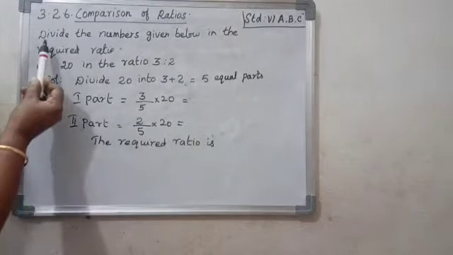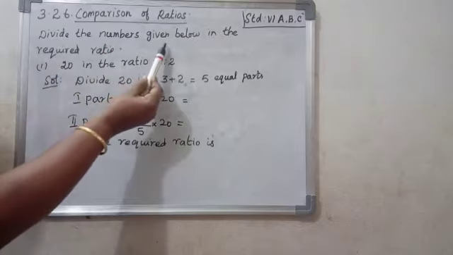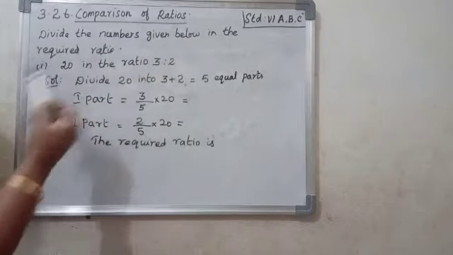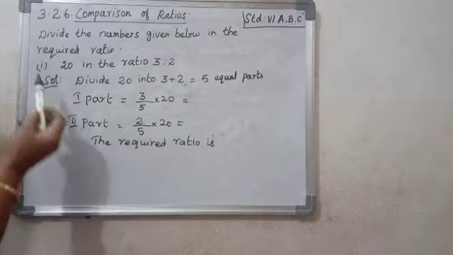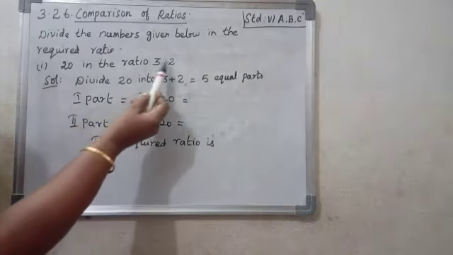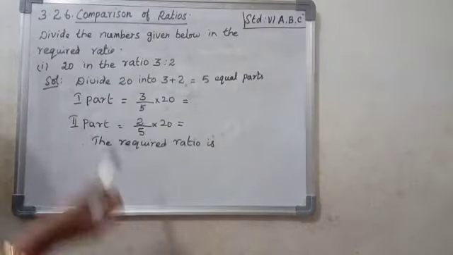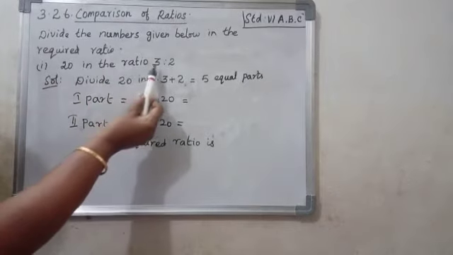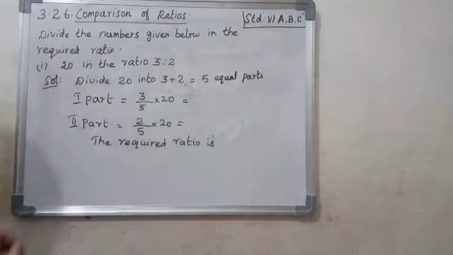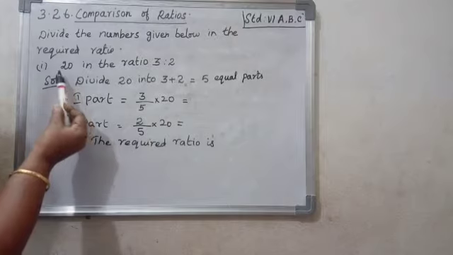First, find the value. Divide the number given below in the given ratio. First question, 20 in the ratio 3:2. Here, 20 in the ratio 3:2. Given, the total value is 20.